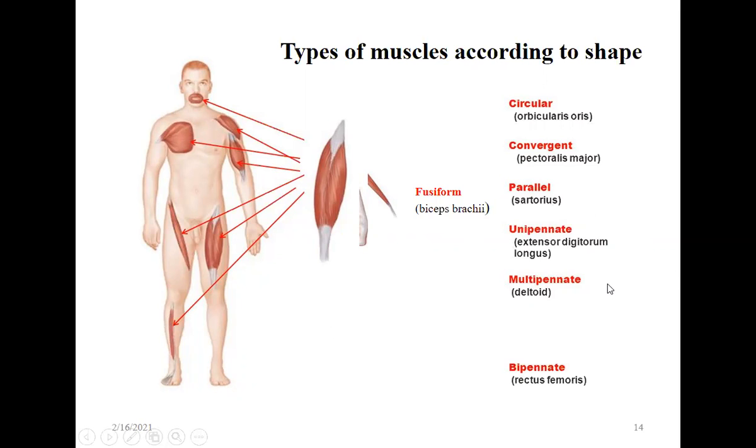Then the bipinnate is the rectus femoris. This is the example for the bipinnate, two directions. Multipinnate, the deltoid muscle, multiple directions. This is the deltoid muscle. So all these are examples of the different types of muscles which you see in the body. They are classified into circular, convergent, parallel, unipinnate, bipinnate, or multipinnate. So these are the five or six classifications on which the muscles are divided.